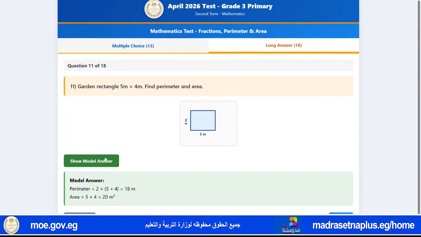This is the answer. Yes, for the perimeter, 2 times (5 and 4). 5 and 4, 9. 9 times 2, it will be, yes, 18 meters. What about the area? Area equals what? Length times width. Length times width, it means 5 times 4, it will be 20 square meters.